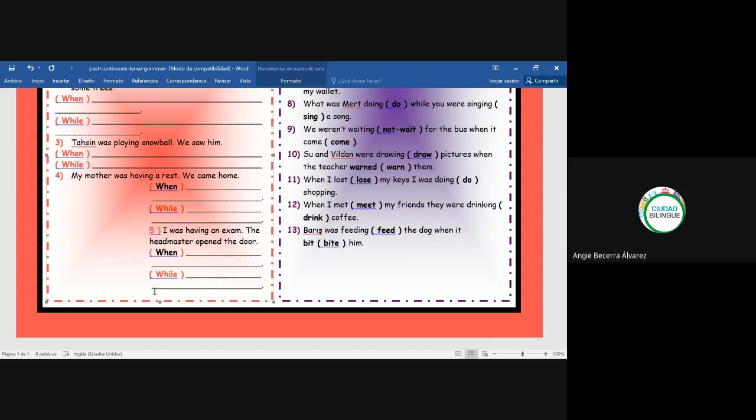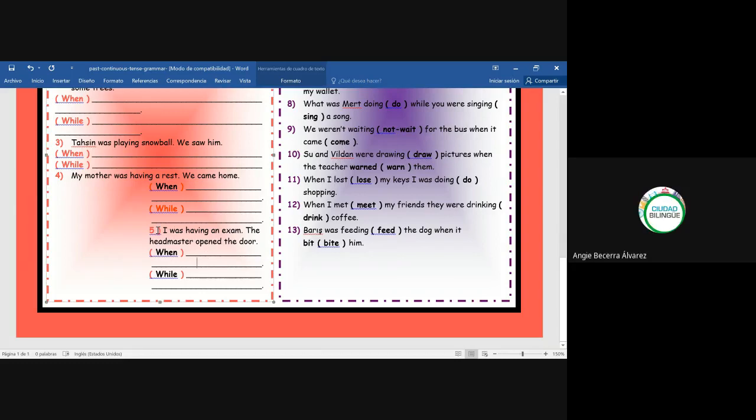¿Cómo sería con while? Teacher, Yoka said that with while. I think it's with when, no? It's with while. También se puede con while. Okay, it's the same. I was having an exam while the headmaster opened the door. No, en este caso, while no iría aquí en la mitad. Al principio. Sí, porque acá está la oración con pasado continuo. ¿Ok? While siempre va con el que está en pasado continuo. Y when siempre va con el que está en pasado simple. ¿Ok? Then I will repeat. Say, while I was having an exam, the headmaster opened the door.